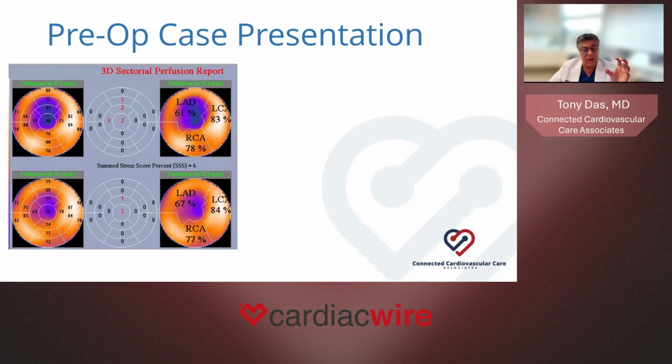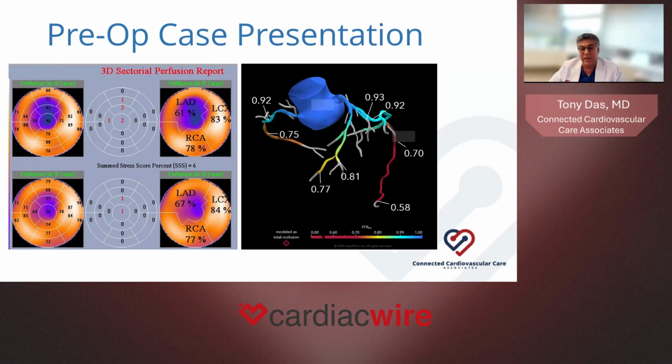You can see a very significant abnormality in the stress portions, which is the upper portion of this image. The perfusion with rest is improved, which is a sign of ischemia with maybe some underlying scar. And the CCTA is followed by a heart flow analysis, and you can see that red portion of the LAD at 0.7, suggesting a significant lesion in the LAD. We knew that was the focal problem.